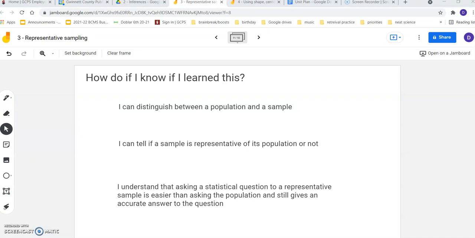If you can distinguish between a population and a sample, you're off to a good start. If you can tell if a sample is representative of its population or not, you're off to a good start. And if you understand that asking a statistical question to a representative sample is easier than asking the whole population, but still gives an accurate answer to the question, you're also on the right track. If not, this is super new. Go back, watch this video again. I promise you'll feel even more comfortable when you get to class tomorrow, and I can't wait to see you then.